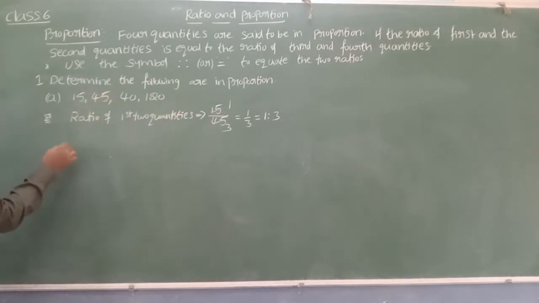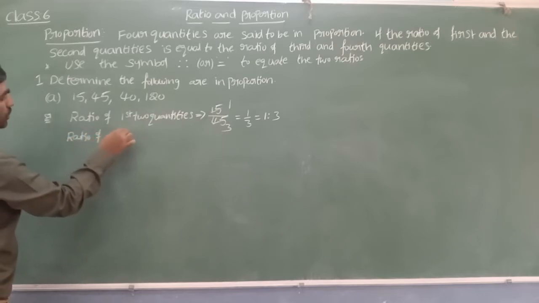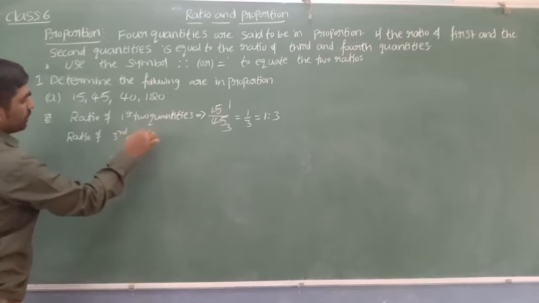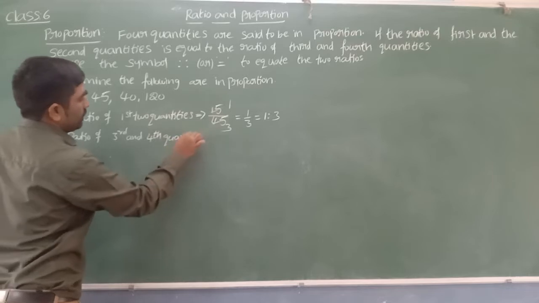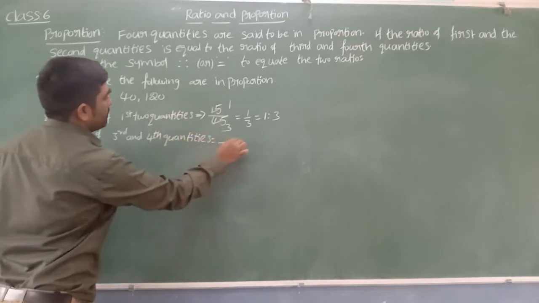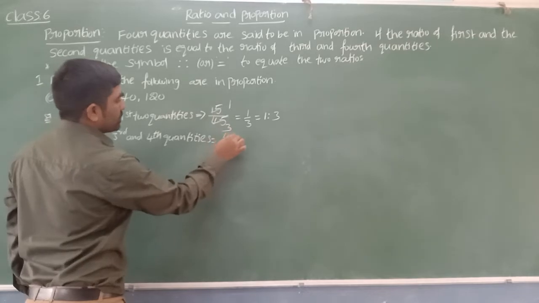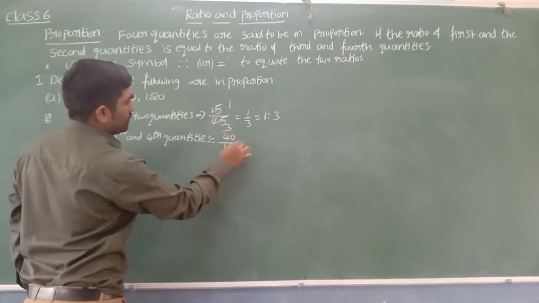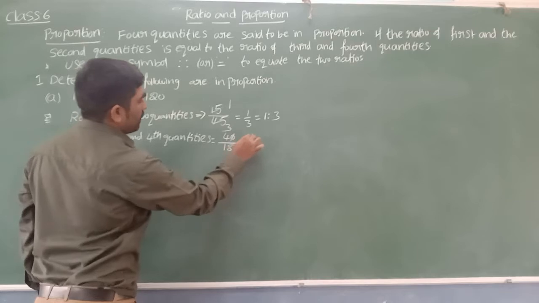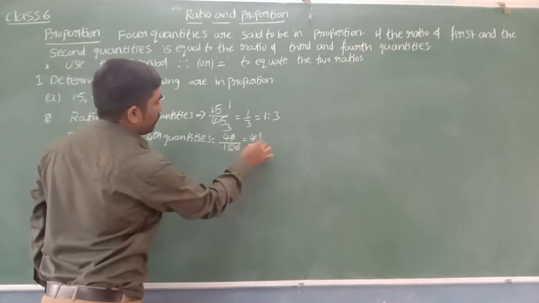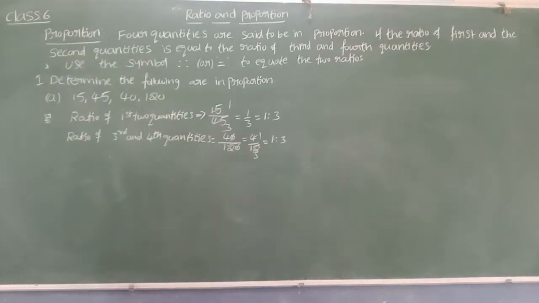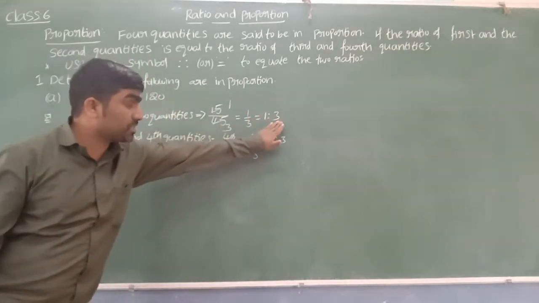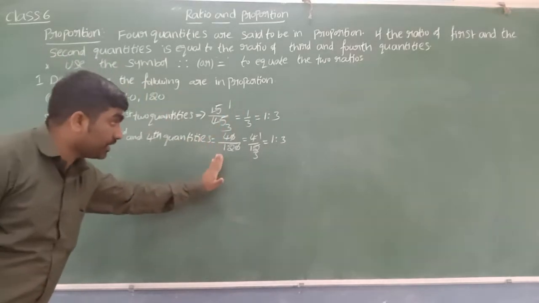Now let us find the ratio of third and fourth quantities. Compare the third and fourth quantities by division method. The third quantity is 40 and the fourth one is 120. 0 and 0 cancel, and the leftover part is 4 by 12. We can write 4 1s are 4, 4 3s are 12, which is equal to 1:3. The ratio of first two quantities is 1:3. The ratio of third and fourth quantities is 1:3.